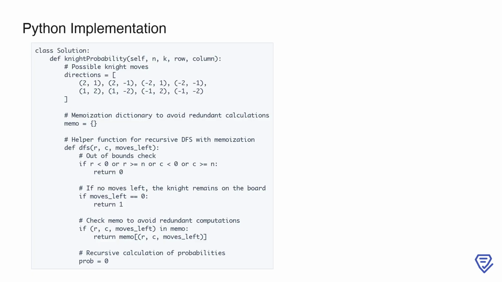In this case, the knight is guaranteed to remain on the board, so we return 1. Finally, before proceeding with further calculations, we check the memo dictionary to see if the result for the current state has already been computed. If it has, we simply return the stored value to save computation time.